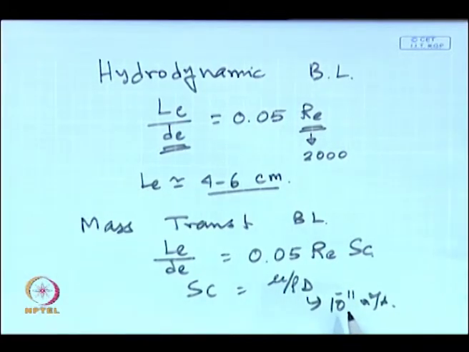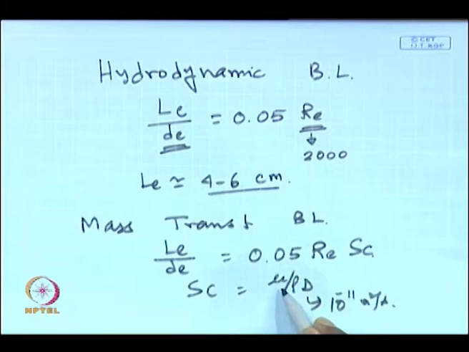The maximum diffusivity we can think of for any solute in the present world is that of a monovalent salt, sodium chloride, 10 to the power minus 9 meter square per second. That is the maximum diffusivity. If you increase the molecular weight, diffusivity decreases. For proteins, we can have a diffusivity in the order of 10 to the power minus 11 meter square per second.